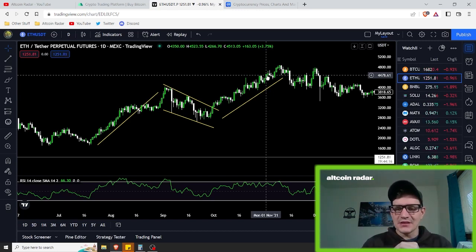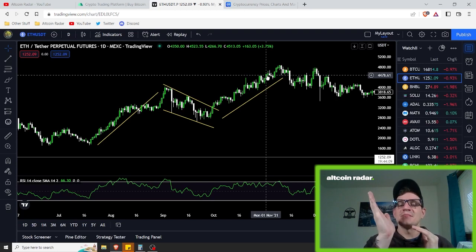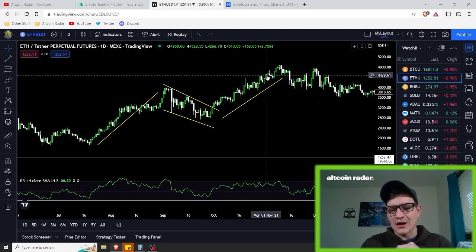I mean, pretty much every single bull flag that you come across typically turns out to more upside after its continuation. So that's awesome.